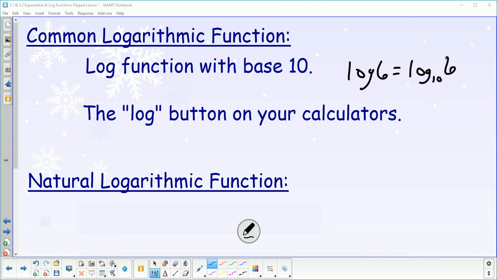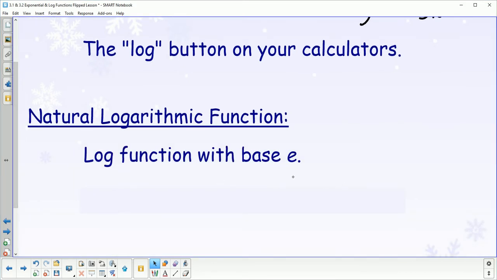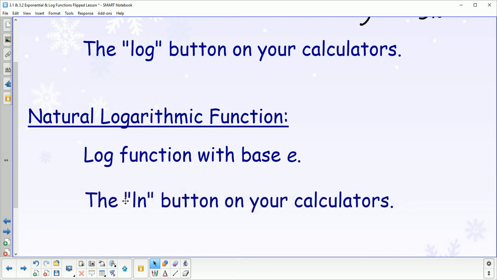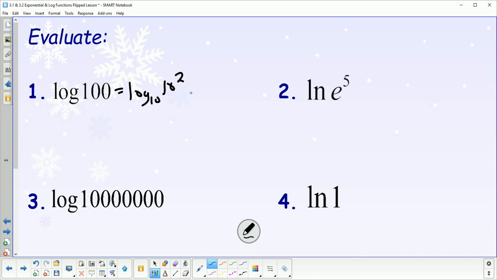And then we have what's called our natural log function, which is a log with base e, and instead of writing log base e, we just write ln, so it is the ln button on your calculator. Again, this only refers to the natural log, or the log with base e. So looking at these, we know our base is 10 here, so this is log base 10 of 100. What we need to ask ourselves is, 100 is 10 to what power? Well, it's 10 to the second, so this is 2.